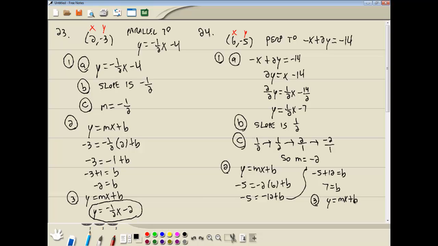Step 3. Plug in the slope from 1c, which is negative 2, and plug in the b from step 2, which is 7. So we got y is equal to negative 2x plus 7.